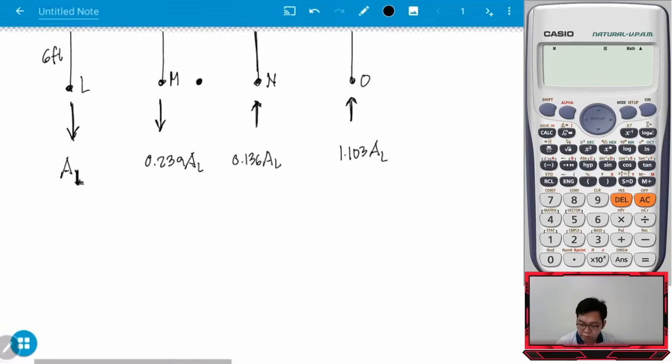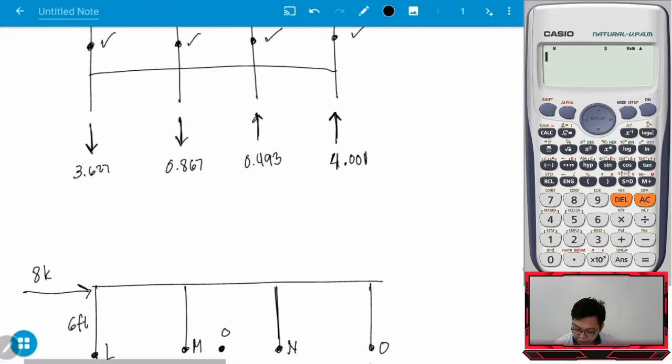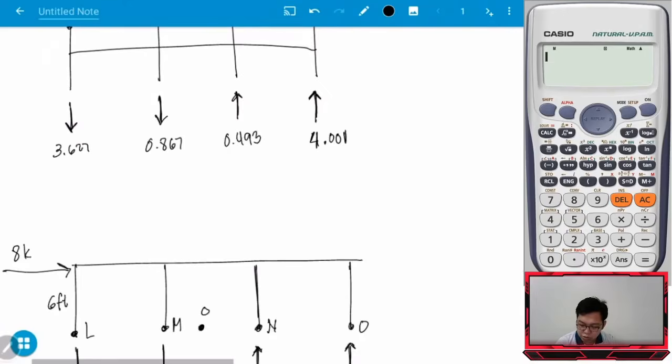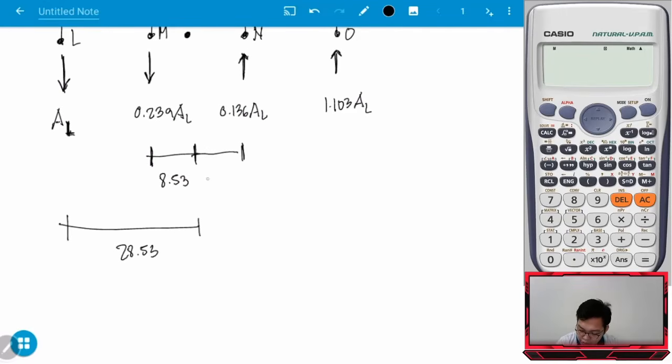We can just sum up moments at point, same pa din, tawagin natin na point O dyan. Ano nga yung mga distances natin? Ito from dyan, this is actually 8.53. Tama ba ulit yan? 8.53 ba? Or 8.43. Nakalimutan ko na. Tama, 8.53. Ito, this is actually 28.53. Yung distance na to, this is actually 6.47. And then yung distance from here to here, this is actually 31.47.